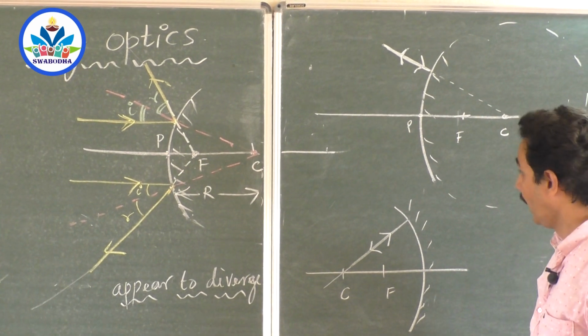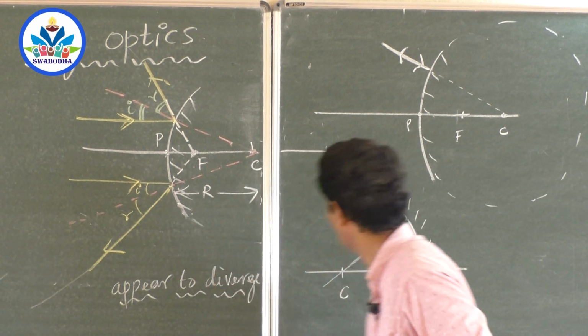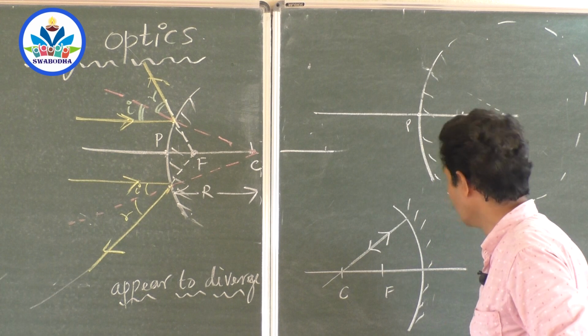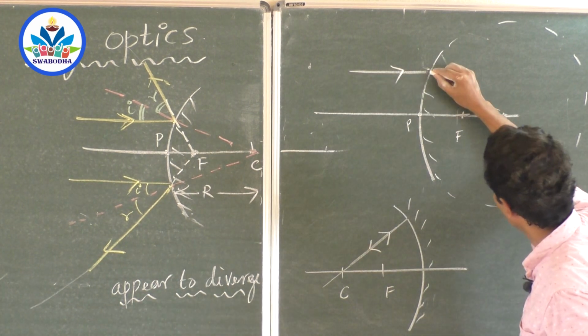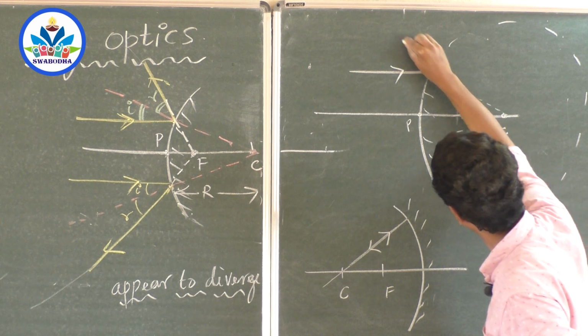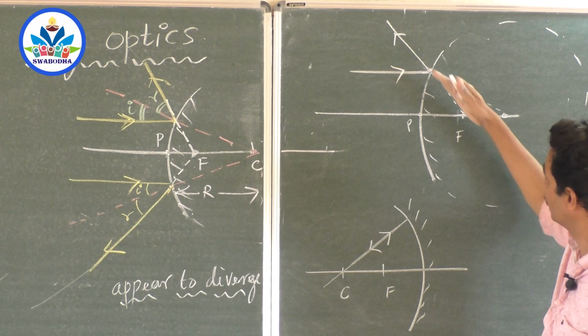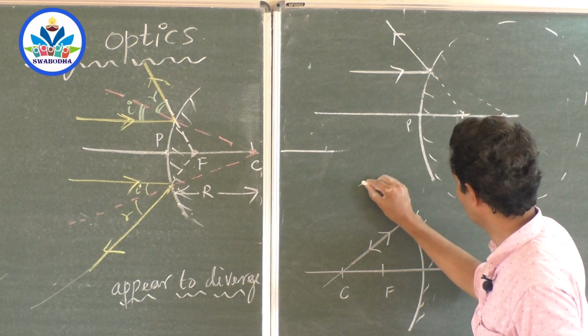Okay, so this is the normal incident ray here, and this is the normal incident ray here, which is along the center. And again, any ray parallel to the principal axis appears to diverge from the focus like this. So it reflects in such a way that it appears to come from focus.